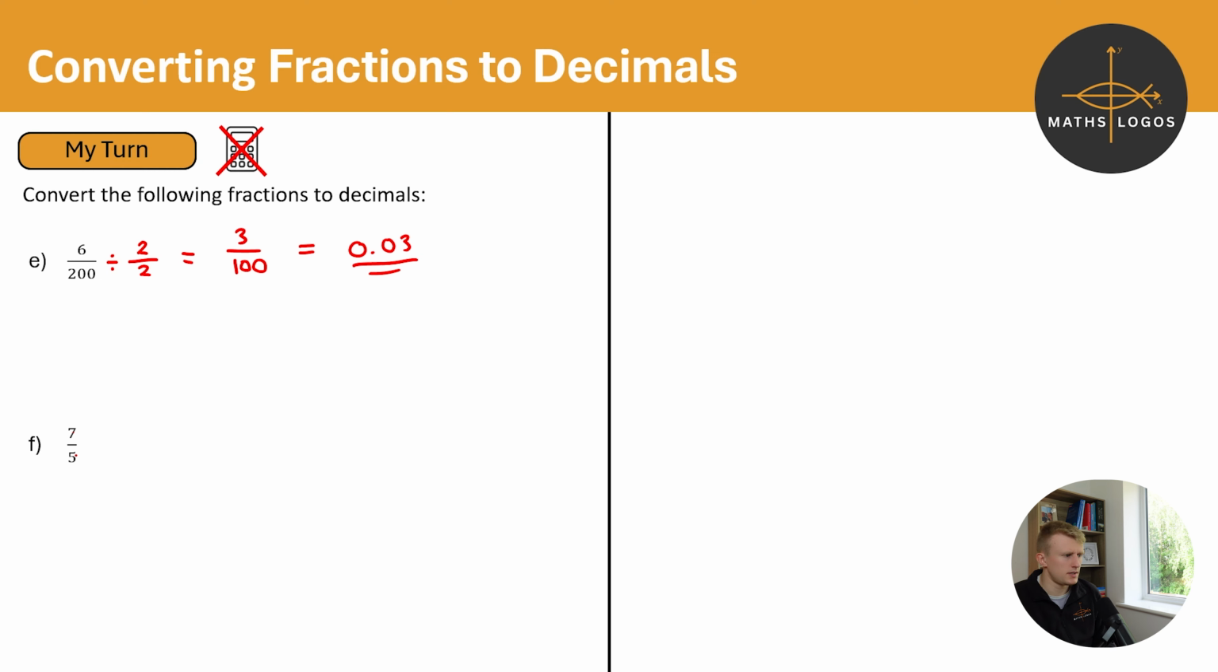Next example, 7 fifths. I'm going to convert this fraction into a power of 10. I can scale the 5 up to 10 by multiplying by 2. I'll do 7 multiplied by 2 to give me 14, and I'll do 5 multiplied by 2 to give me 10. And this fraction is 14 tenths, or 1 and 4 tenths. Like we just said, 10 over 10 is 1, and 4 tenths is 0.4. So my overall decimal is 1.4.